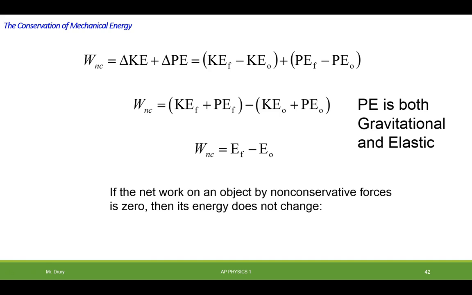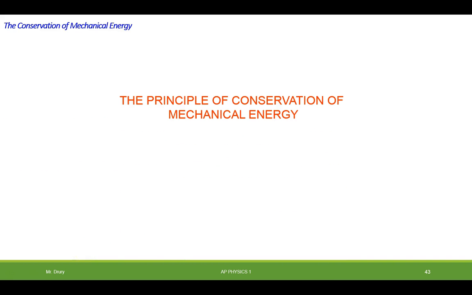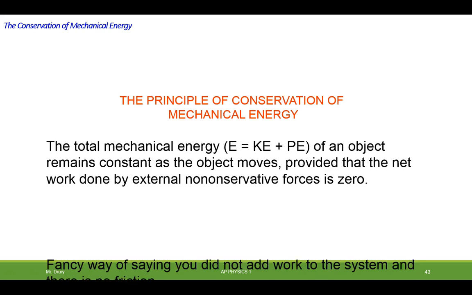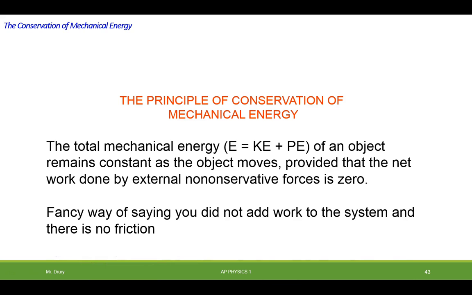If the net work on an object by non-conservative forces is 0, in other words, there's no friction, or we're not adding energy to the system in some other manner, then we could say the energy final is equal to the energy initial. All right, what we alluded to is what's called the principle of the conservation of mechanical energy. The total mechanical energy, E, which is equal to KE plus PE, of an object remains constant as the object moves, provided that the net work done by external non-conservative forces is 0. It's really a fancy way of saying that you're not adding work to the system and there is no friction.